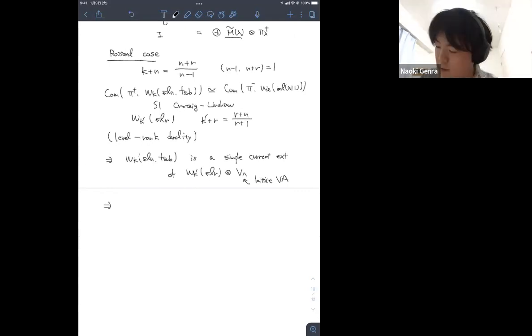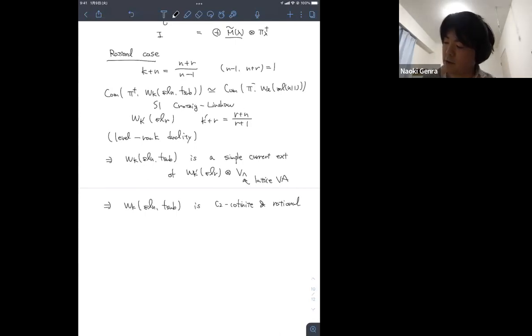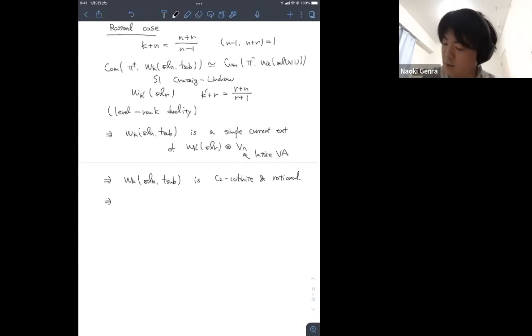So this implies that W_k(sl_n, f_sub) is, and also these are some nice modularity conditions named C2-cofiniteness. We can prove that these are C2-cofinite and rational, and this inherits a super part. So we obtain sl(n|1) and also C2-cofinite rational at this level. Okay.